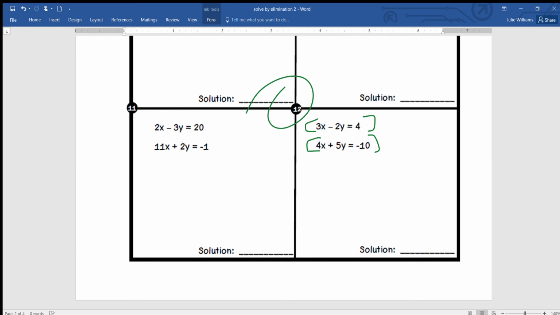So to do that, I have to multiply the top one by 5 and the bottom one by negative 2. I'll write them after the multiplication. So I have 15x minus 10y equals 20.